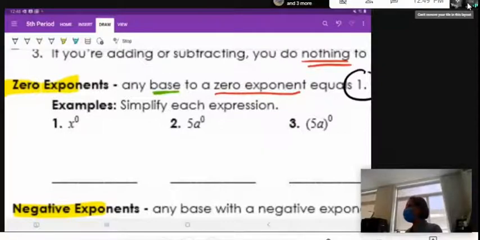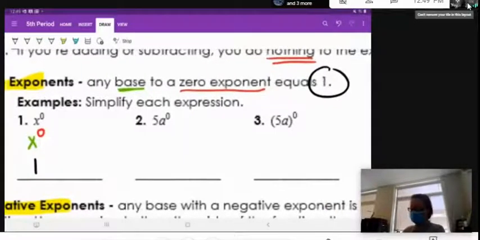So in number 1, this is a softball question. X is our base, 0 is our exponent. Anything to a 0 exponent is just 1. So our answer here, easy enough, is just 1. So not trying to trick you.